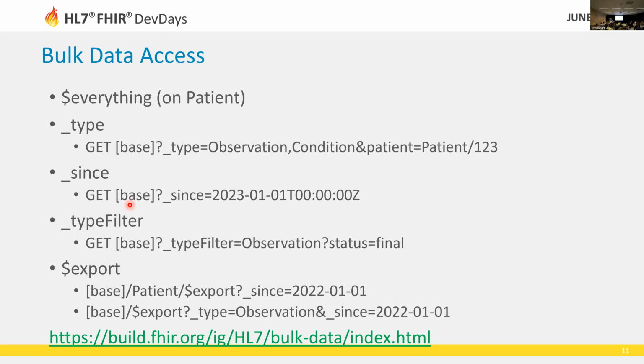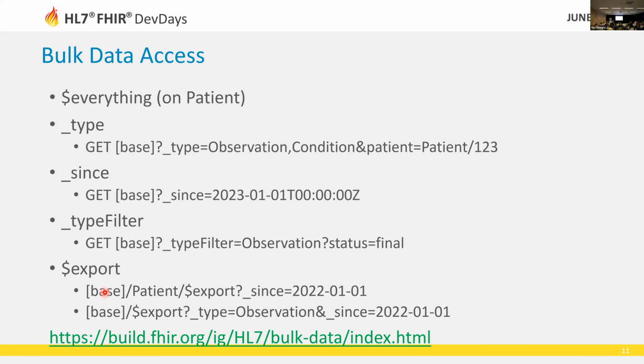And then we have _typeFilter. Let's say you want to return the resources that match a certain criteria, right? I want to return all the Observations from the FHIR server whose status is final, right? So in that case, we can use _typeFilter. This is not commonly used, and it's not even implemented in any of our test servers, but this is there in our bulk search specification.